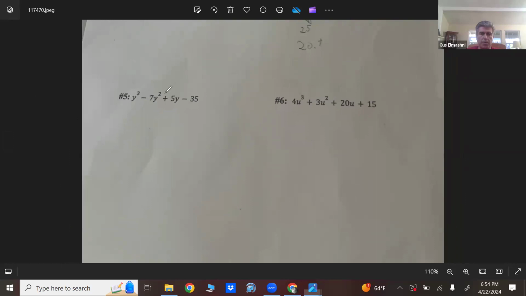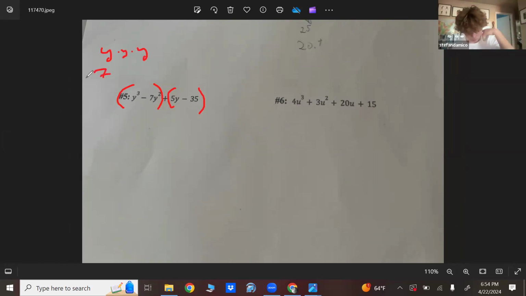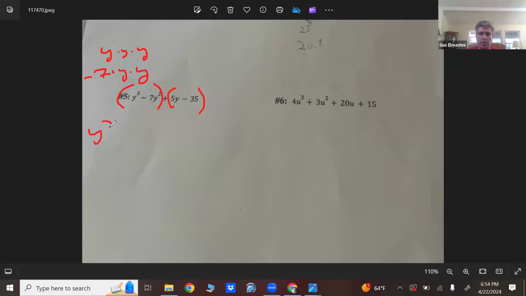Then we have four terms. So you take out something common from each of these group. So y cubed, remember, is this. What if we look at the first group, what do they have in common? They have y squared. You got it. When you take out y squared, what are you left with? y and -7.